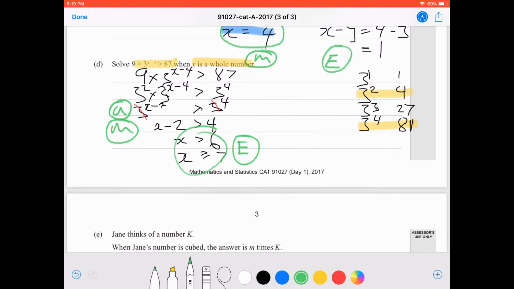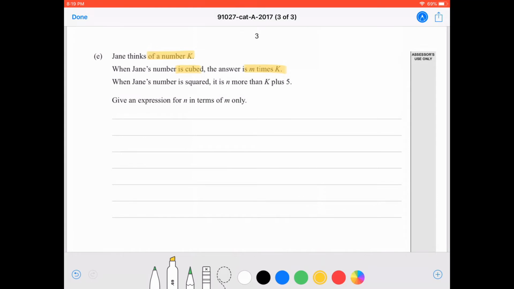So question 1E now. Jane thinks of a number k. When Jane's number is cubed, the answer is m times k. When Jane's number is squared, it is n more than k plus 5. Give an expression for n in terms of m only. Okay, so we've got basically 3 sets of information here. It's important to just work through it methodically. Obviously, we're going to be forming some equations. And let's just start from the top.